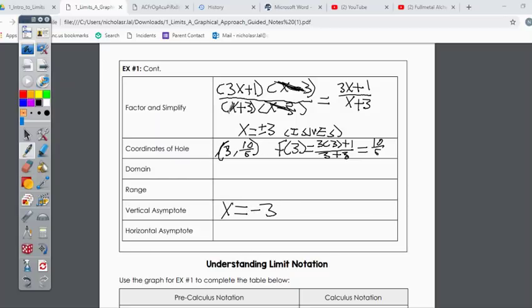And we know that because we have a denominator term where this cannot equal 0. So if we have x equals negative 3, that makes the denominator 0, and it doesn't cancel out, so it's a vertical asymptote. We also have a horizontal asymptote at y equals 3. And if you think about it, a horizontal asymptote is an infinite limit.